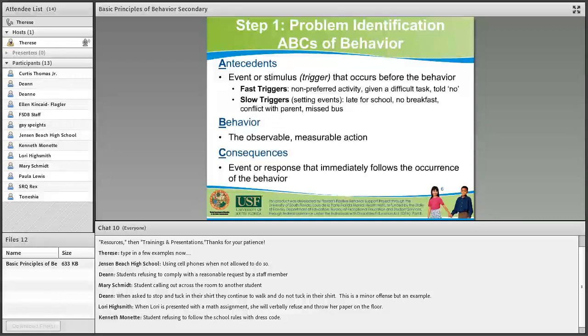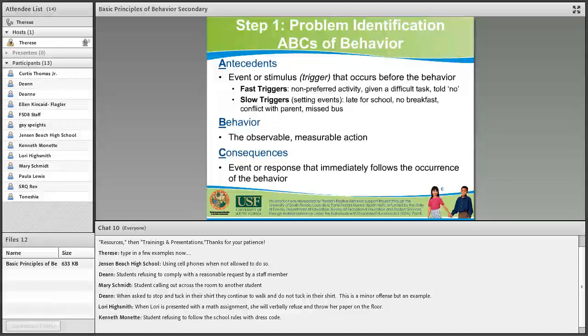So many times if you have a fast trigger, and sometimes this fast trigger sets off the problem behavior and other times it doesn't, then that may mean that there's a slow trigger that's also coming into play. So maybe the students keep walking and don't tuck in their shirt when they're told to, only on days when they're having fights with their friends and they don't want to put up with it. And for some kids, you'll see that they do that much more consistently. But at any rate, those antecedents come right before the behavior.